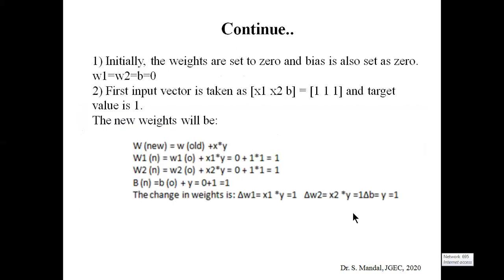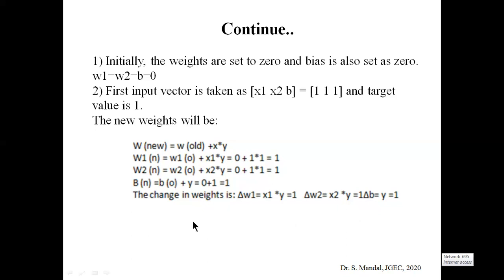Let's start. Initially, as you already know, the weights and bias should be initialized. As we want to design a two input AND gate, obviously there should be two input nodes, x1 and x2, and there should be two weights, w1 and w2, associated with the two input nodes. So initially w1 and w2 are set to 0, and the bias value b is also set to 0.